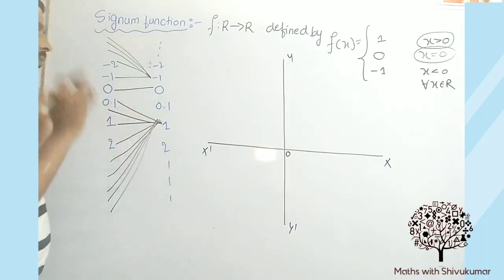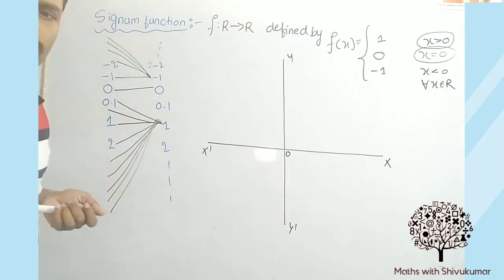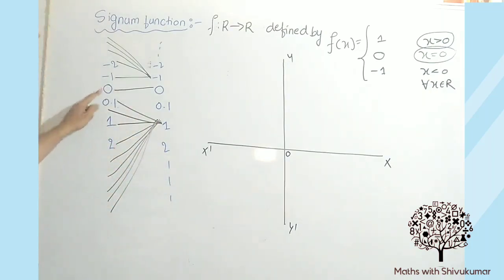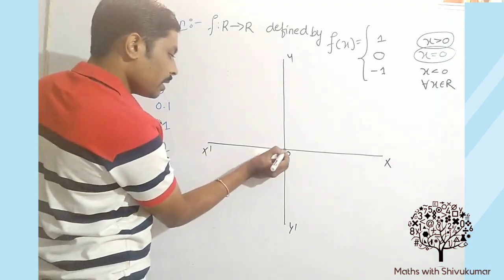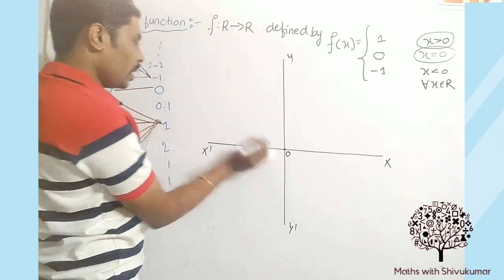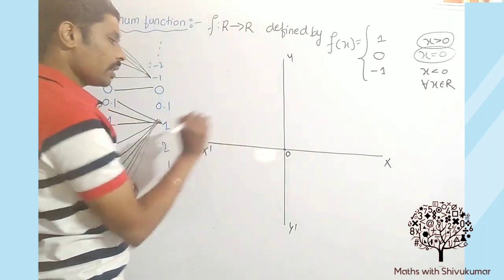Input value is 0. What is the output? If input is 0, suppose if I substitute x is equal to 0, you will get 0. So make here a dark circle. Whenever you get that value, you have to make the dark circle.